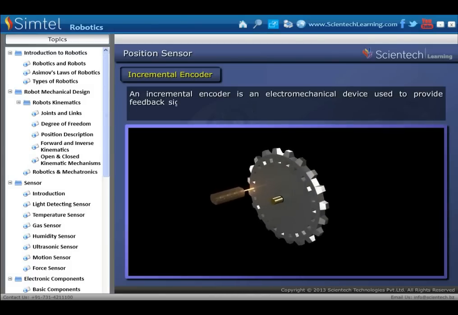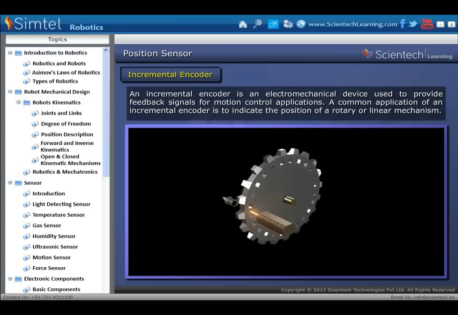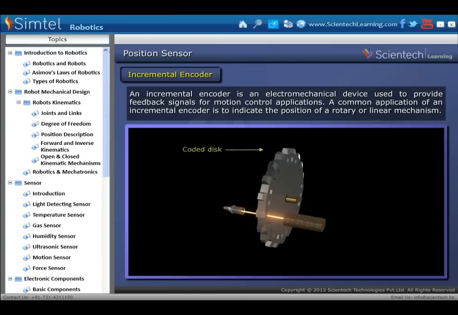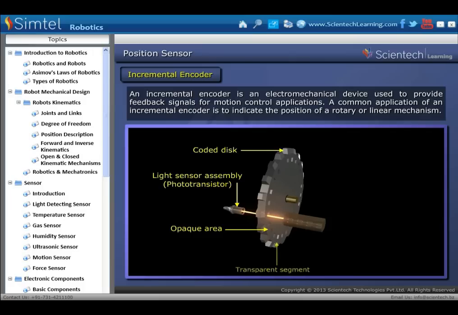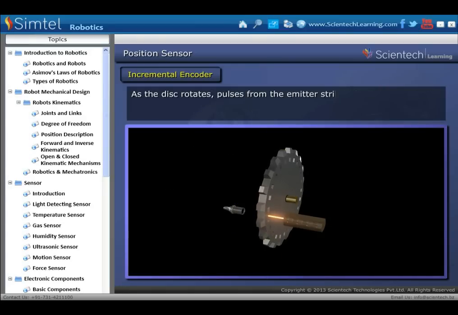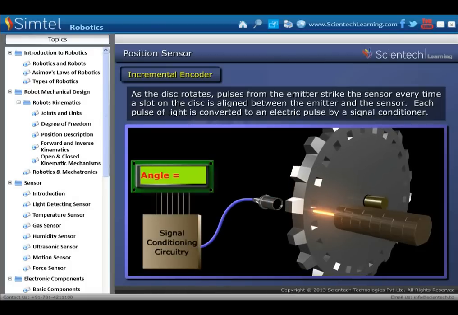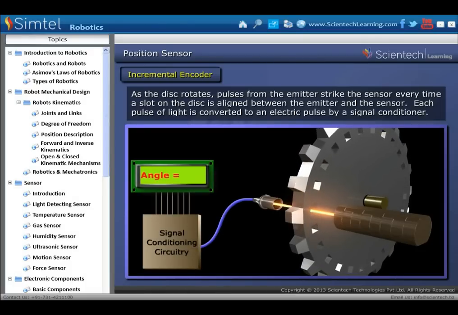First we will discuss about incremental encoder. An incremental encoder is an electromechanical device, used to provide feedback signals for motion control applications. A common application of an incremental encoder is to indicate the position of a rotary or linear mechanism. As the disc rotates, pulses from the emitter strike the sensor every time a slot on the disc is aligned between the emitter and the sensor.